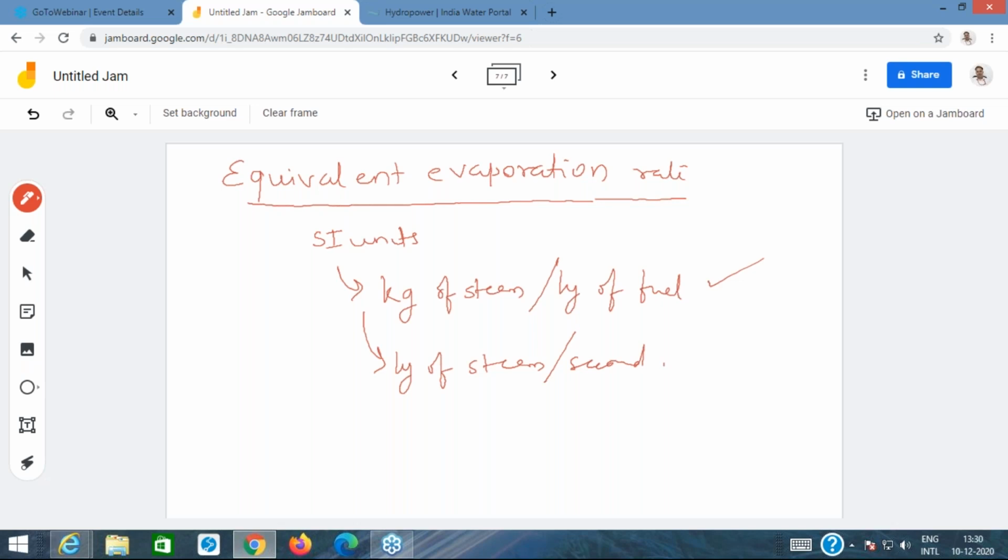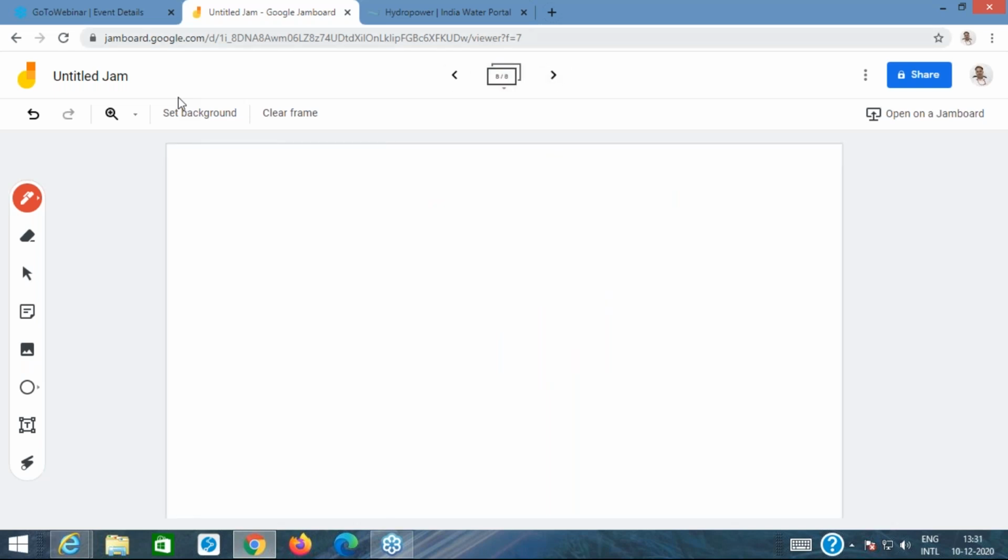Now, what is this concept, and why do we define equivalent evaporation? This term has been defined to compare a boiler A with boiler B. Let me explain this a bit. Suppose you want to compare a boiler A with boiler B.